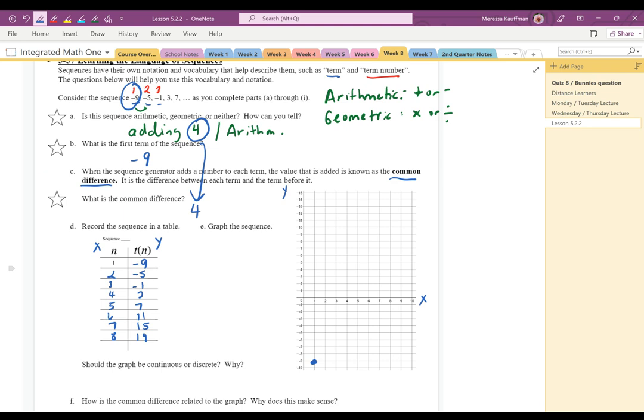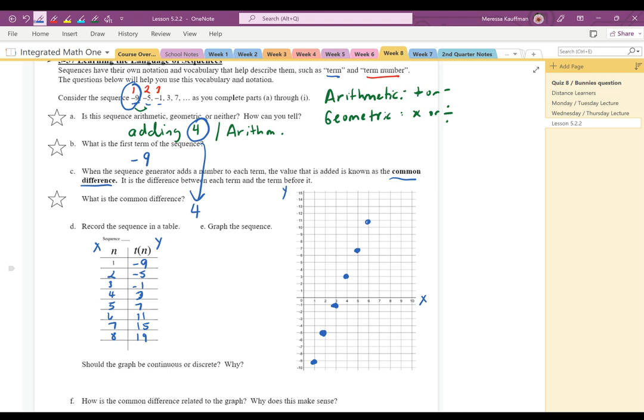All right, 2 and -5 is our next term. 3 and -1. 4 and 3. This should be a 3 right here. 4 and 3. 5 and 7. Oh, a little bit higher. There we go. 6 and 11.